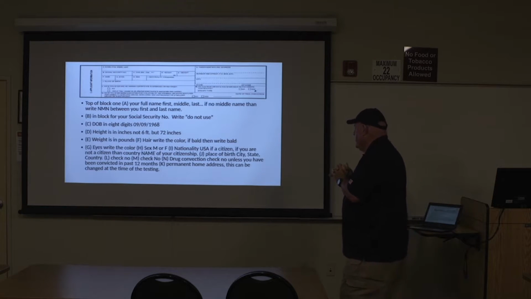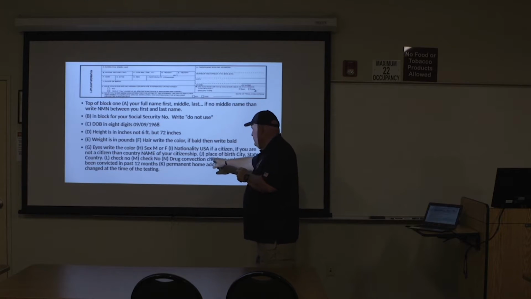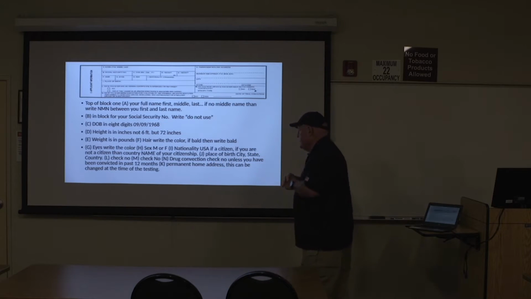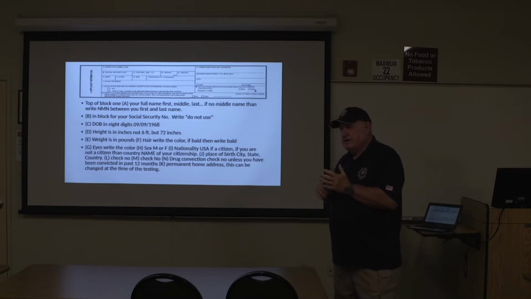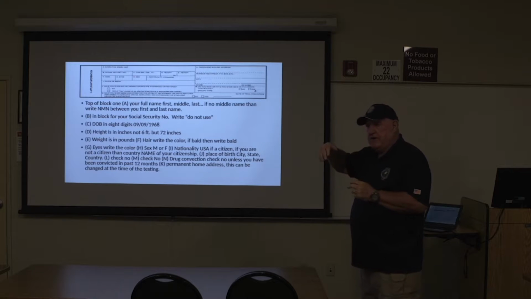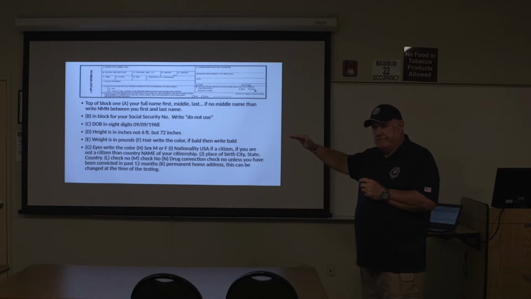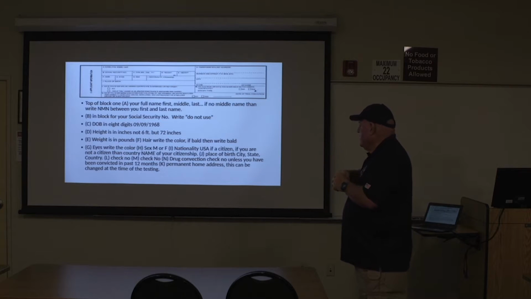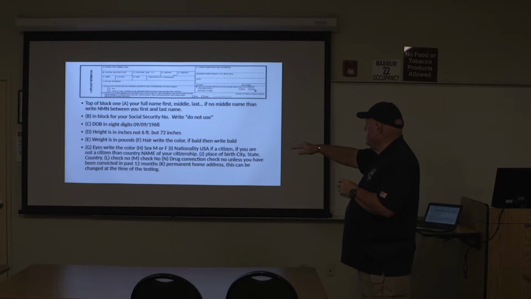Under the J, your place of birth. If you were born in a foreign country, the city, state, and country of birth. If you're born in America, the city and the state. Check L, no, because that says, have you ever held an airman certificate? You haven't, so check no. Then you go into M, and it says, do you have or have you ever held an FAA Airman certificate? Check no.